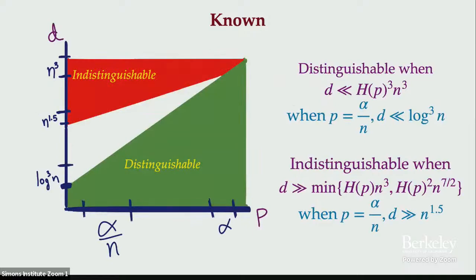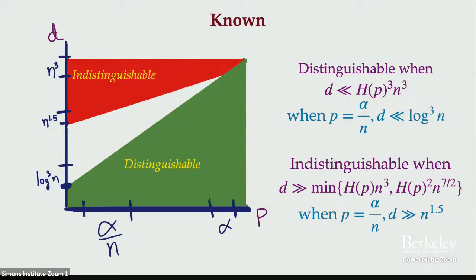So to summarize, the two known results give us this graph. We have the x-axis being P, the edge density, and the y-axis being the dimension we consider, and the distinguishable regime is this regime here. So more specifically, when P is on the order of 1 over n, we can distinguish when D is much smaller than log cubed n, and we cannot distinguish when D is greater than n to the 3 halves. So there's this gap.